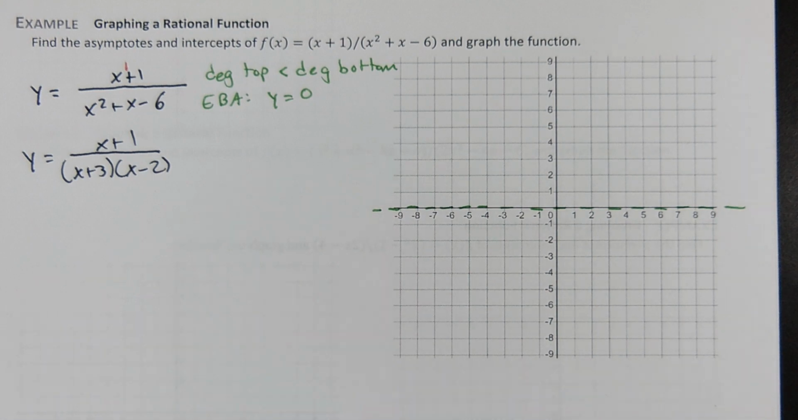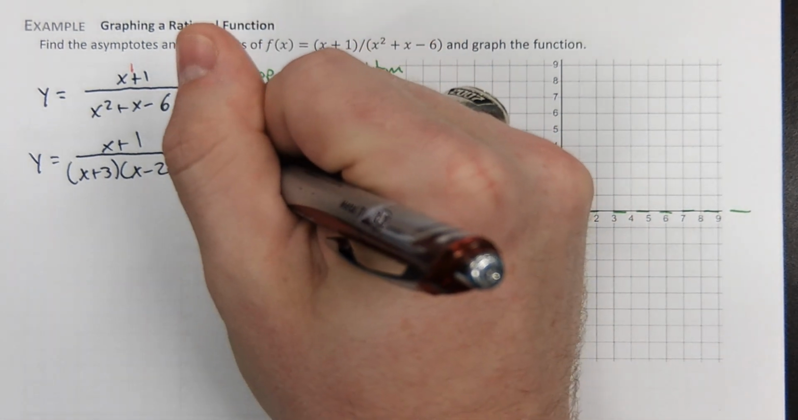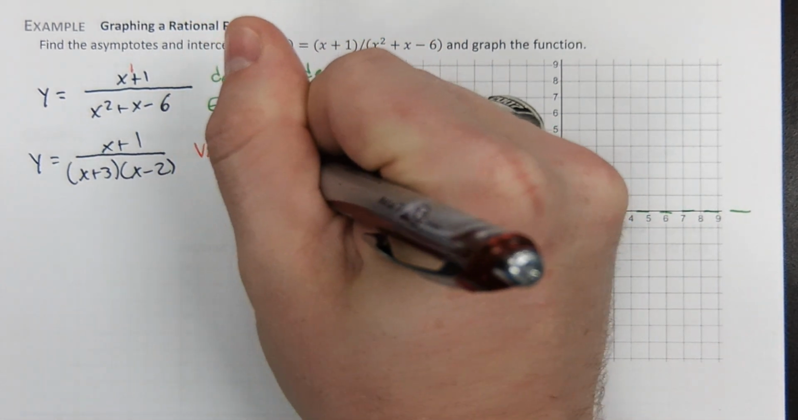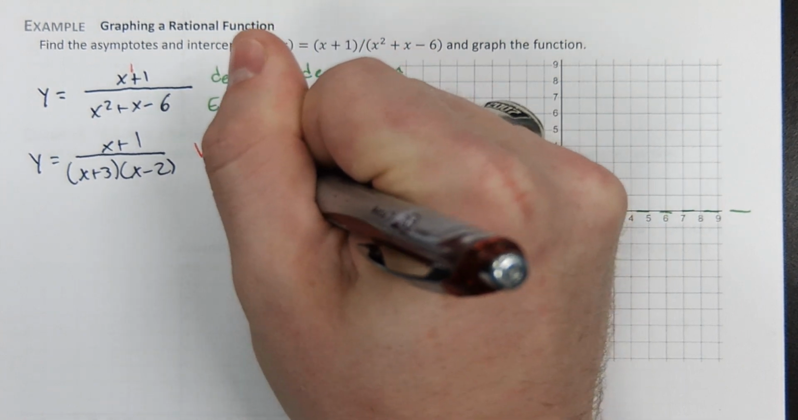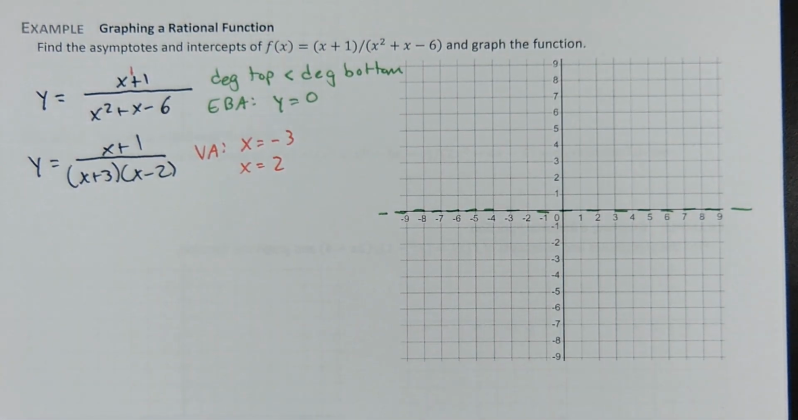And those 2 numbers that make the denominator equal 0 will be vertical asymptotes. So x equals negative 3 and x equals positive 2. So it's new that you have more than one vertical asymptote, but whatever. We talked about it yesterday. If it makes the bottom equal 0, vertical asymptote. You're not allowed to divide by 0.